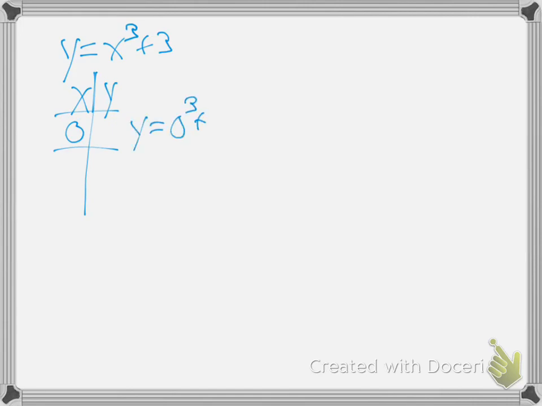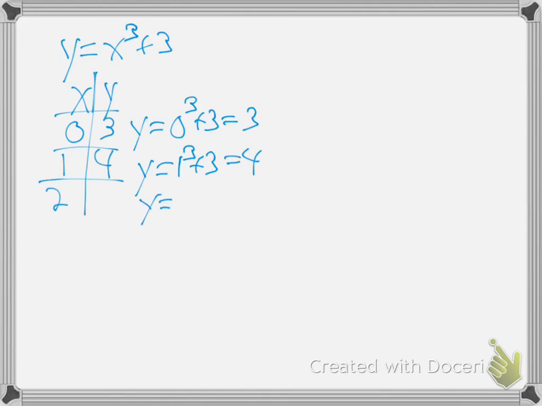So the original function y equals x cubed plus 3. Let's graph that first off. What am I going to do? I'm just going to make a little table, plug in some values. If I plug in 0, what do I get? Y equals 0 cubed plus 3, which is 3. If I plug in 1, I get 1 cubed plus 3, which is 4. If I plug in 2, I get 2 cubed plus 3, which is like 11. So 0, 3, 1, 4, 2, 11.